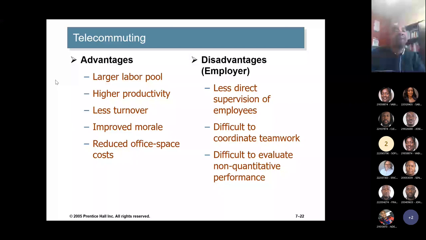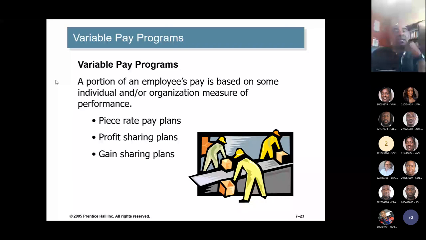Now, other ways of motivating employees could be, of course, something like variable pay programs. A variable pay program is a portion of an employee's pay that is based on some individual and/or organizational measure of performance. There are different kinds of pay that one can see. One is piece rate pay plans. The other one is profit sharing plans. And the other one is gain sharing plans. Let's see what they imply.